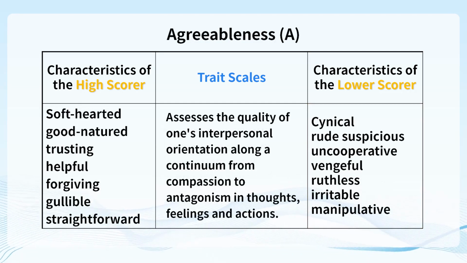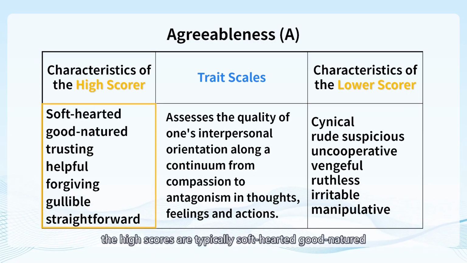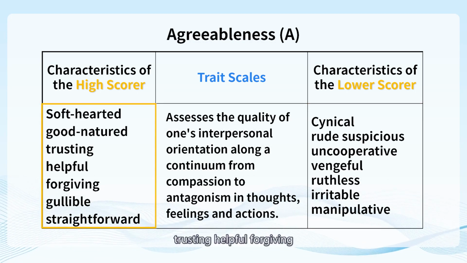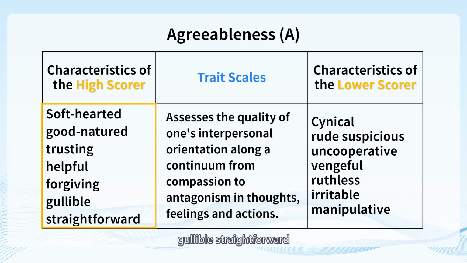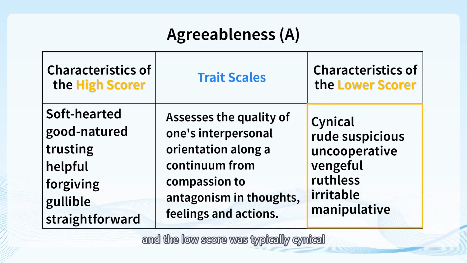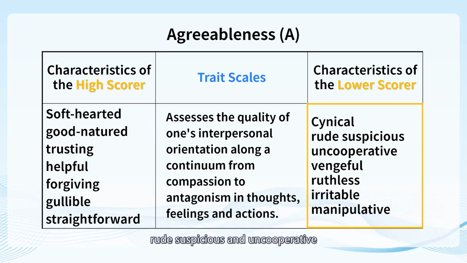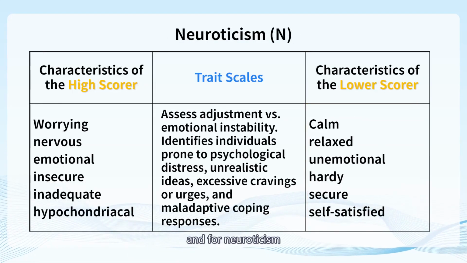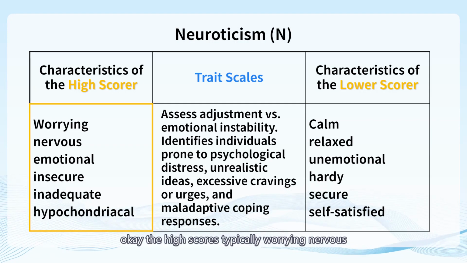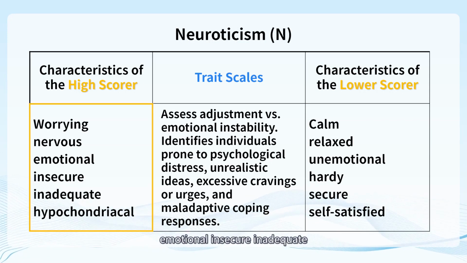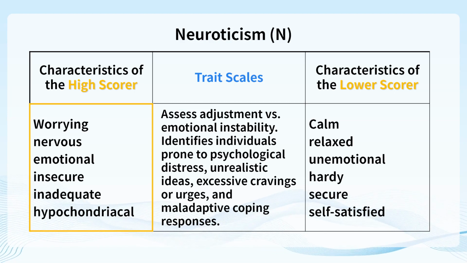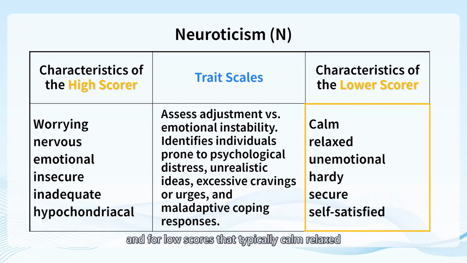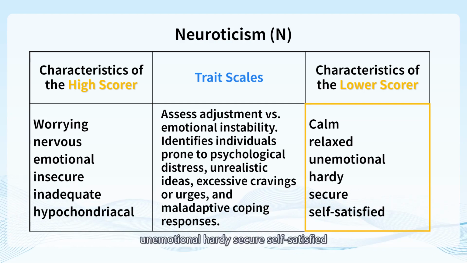And for agreeableness, the high scorers are typically soft-hearted, good-natured, trusting, helpful, forgiving, gullible, straightforward. And the low scorers are typically cynical, rude, suspicious, uncooperative, vengeful, ruthless, irritable, manipulative. And for neuroticism, the high scorers are typically worrying, nervous, emotional, insecure, inadequate. And for low scorers, they're typically calm, relaxed, unemotional, hardy, secure, self-satisfied.